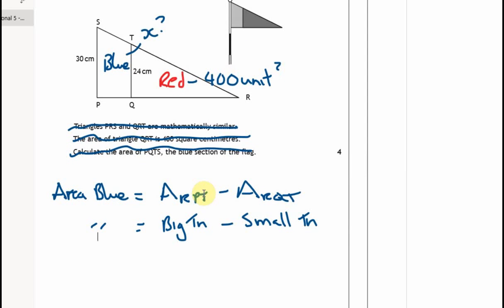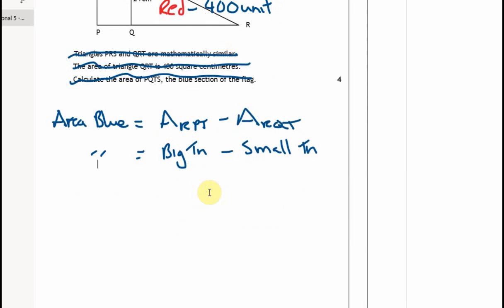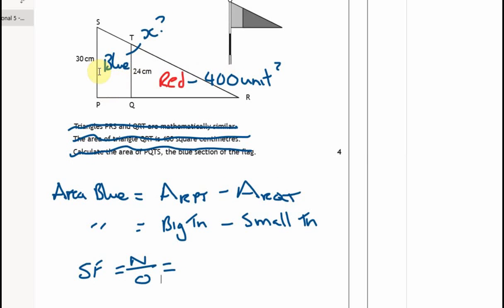Okay, the next thing to do is to always say, all right, well, what's my scale factor? Okay, so scale factor every time, linear scale factor, new over old. Okay, that's always what you want to be thinking. Now our new shape is going to be the big one. Okay, and the old shape is the one we do know. So our new length is 30 and the old one's 24. That's a good place to start. Okay, always what's your strategy and what's your scale factor every single time.